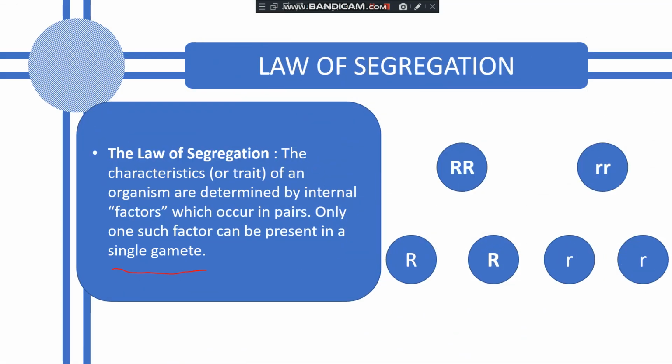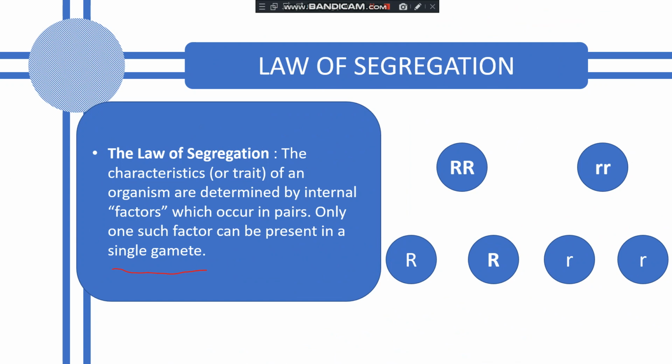What is the law of segregation? The law of segregation states that the characteristics or traits of an organism are determined by internal factors which occur in pairs. Only one such factor can be present in a single gamete.